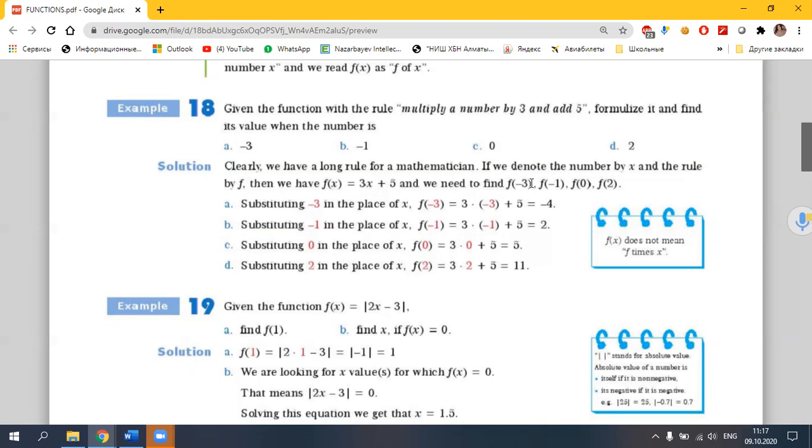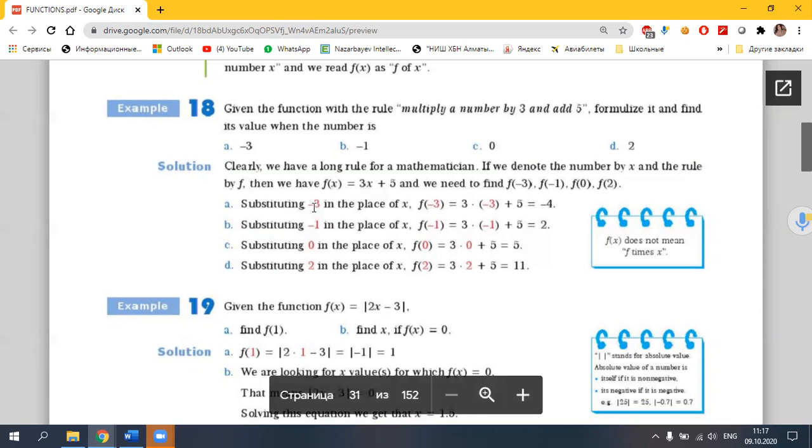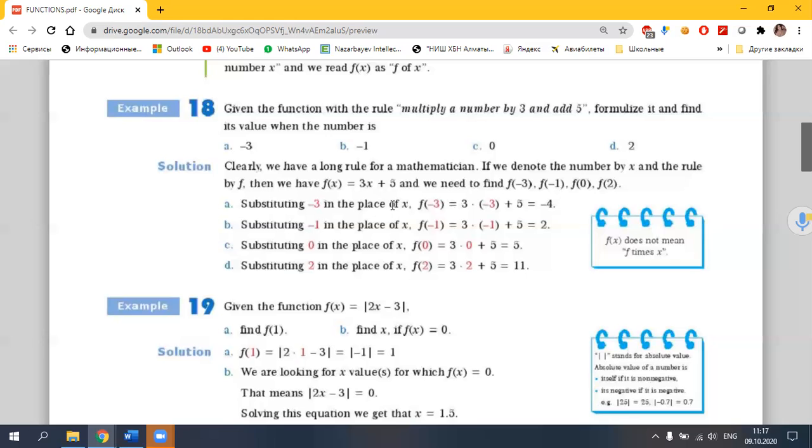So we substitute negative 3 into the function. Функцияға минус 3-ті қоямын. Negative 3 in the place of x, and we get f of negative 3 equals negative 9 plus 5, equals negative 4. Дәл солай барлығы. Substituting negative 1 in the place of x, f of negative 1 equals 2.